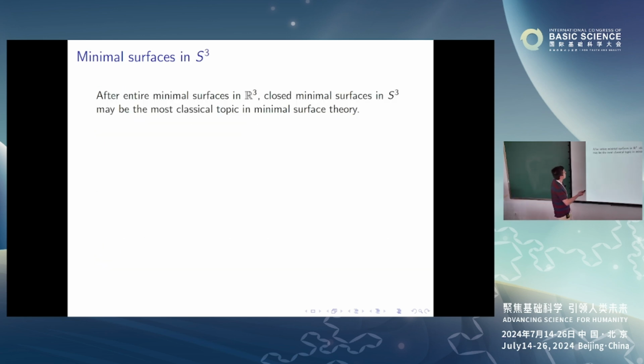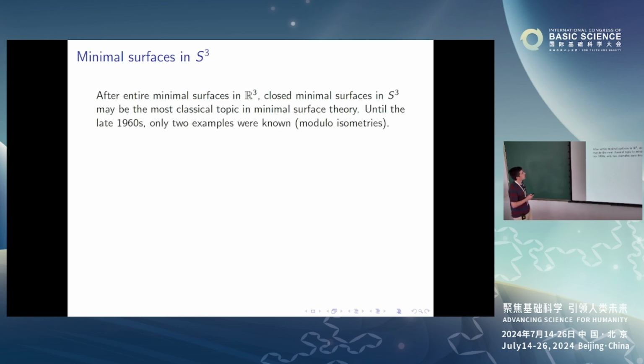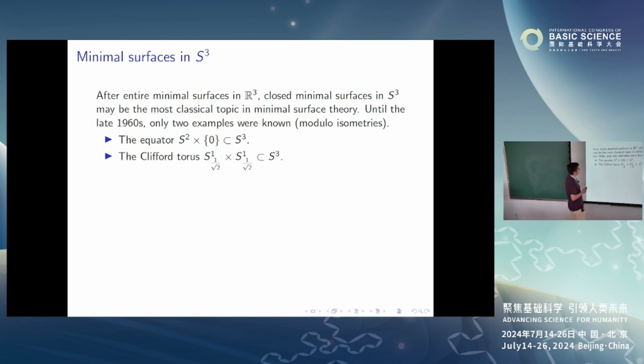As I said, it's a very classical topic, but for a long time, very little was known. In particular, until the late 1960s, there were only two examples of closed minimal surfaces in S3. The first is the most obvious, the totally geodesic two spheres, the equators. And then there's the minimal embedding of the flat square torus in S3, the so-called Clifford torus.